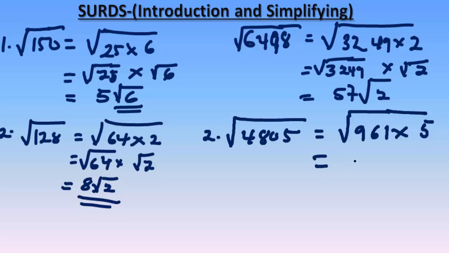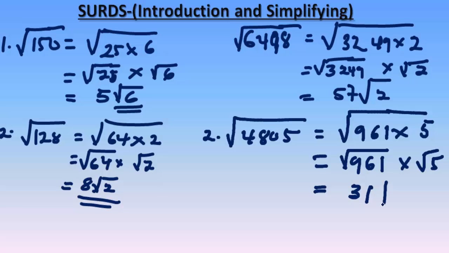So here we go. You spread them out: root of 961 multiplied by root of 5. Now the root of 961 will give us 31, then multiplied by root of 5. So we have 31 root 5. So in general, the calculator can help us to reduce large surds to their simplest form. Now I hope it's clear.